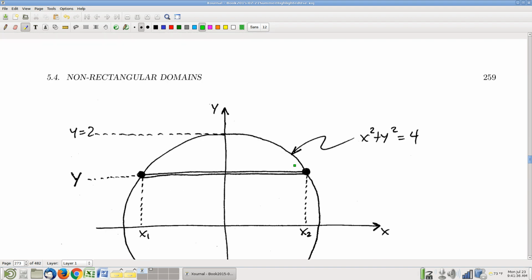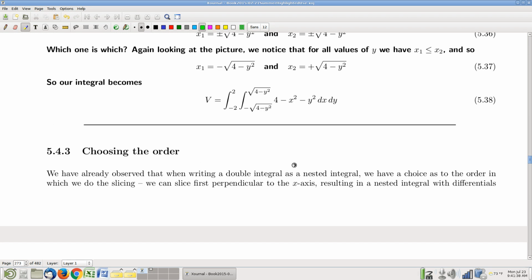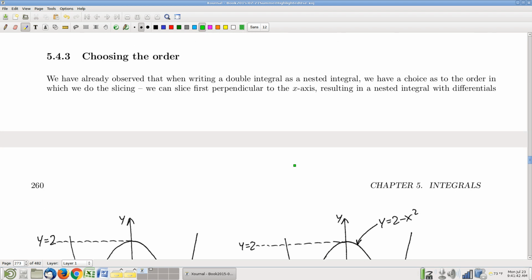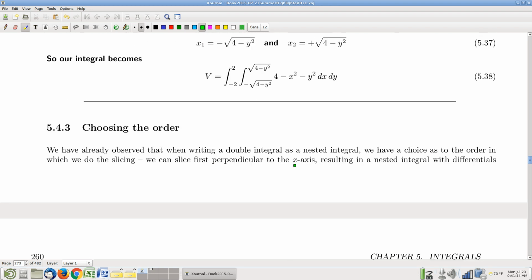Okay, let's do another example. Let's see here. What is now? I got ahead of myself. So how do I know which way to slice? You can slice in either order, but the fact that you can slice in either order doesn't mean it's going to be equally convenient in either order. So how do we make good choices? I'm going to start this conversation by making a bad choice. Show you what that looks like.